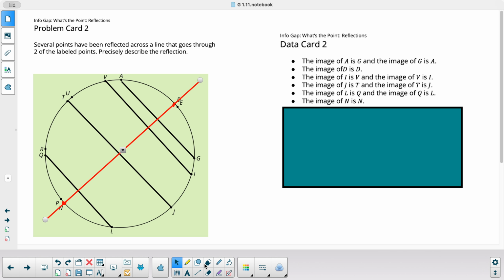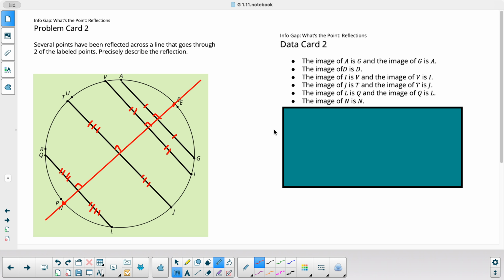So again, this is congruent to that, and perpendicular. Perpendicular, bisect. Perpendicular, bisect. They're congruent here. Perpendicular, bisect. So those are congruent. Okay? So there we go. So precisely describe the reflection.